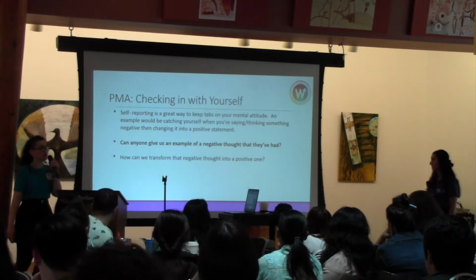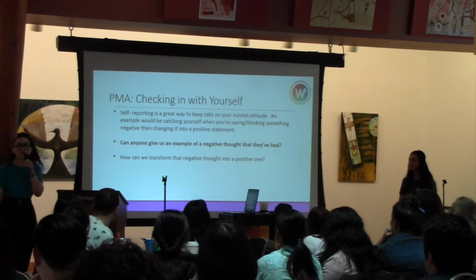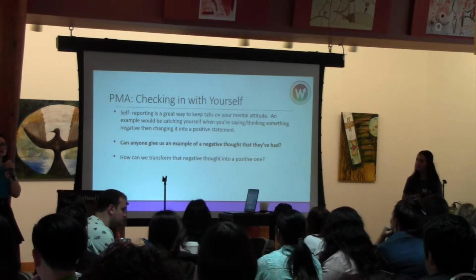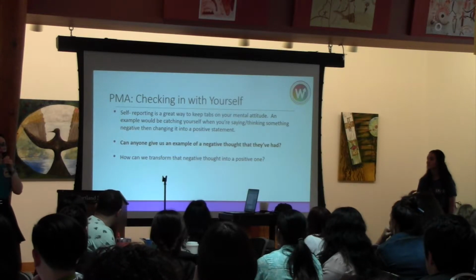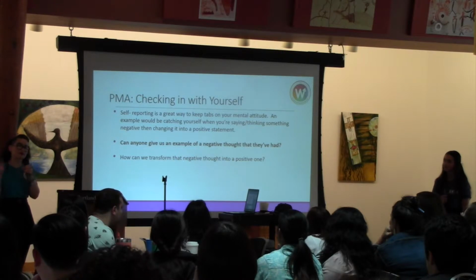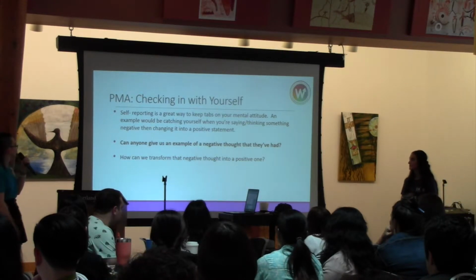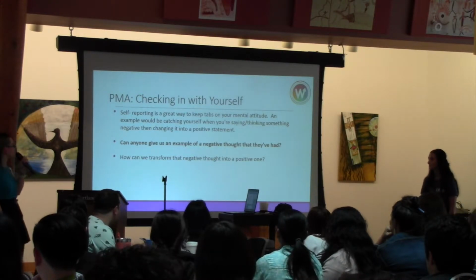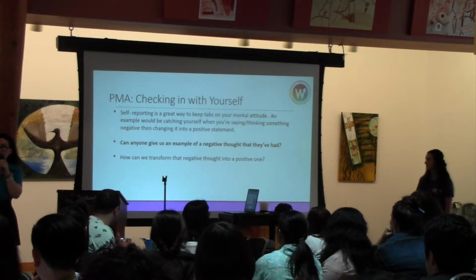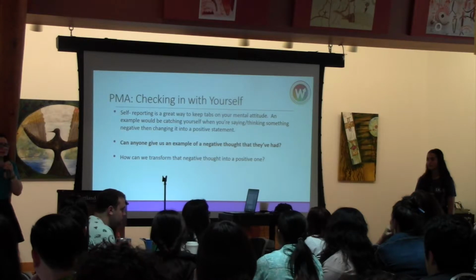So we kind of touched on this. Checking in with yourself. Self-reporting is a good way to catch yourself in a negative thought. Sometimes those negative thoughts snowball and they spiral. So if you can check yourself before that snowball happens, that's helpful. Can anyone give us an example of a negative thought that they have had that they think other people might have had too?